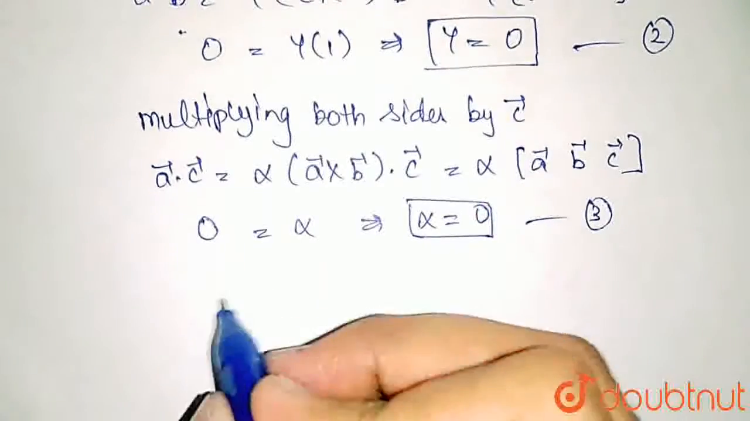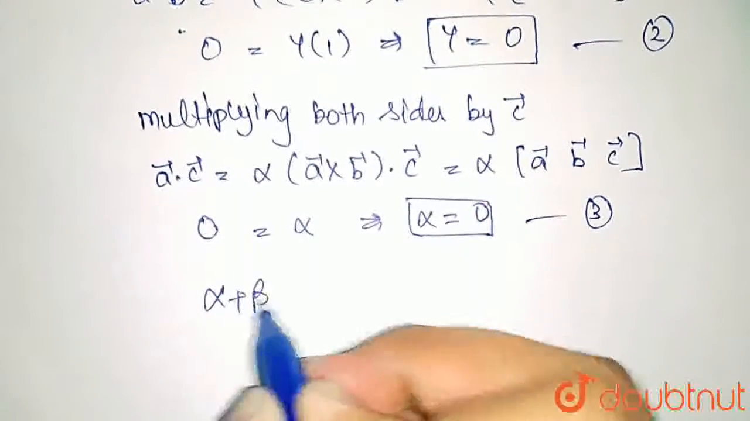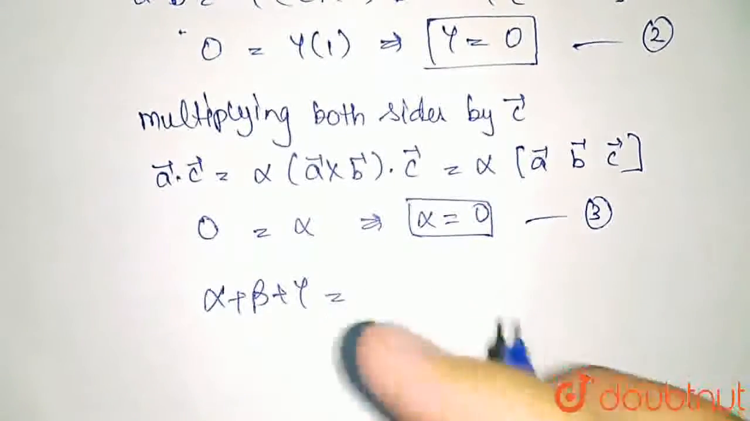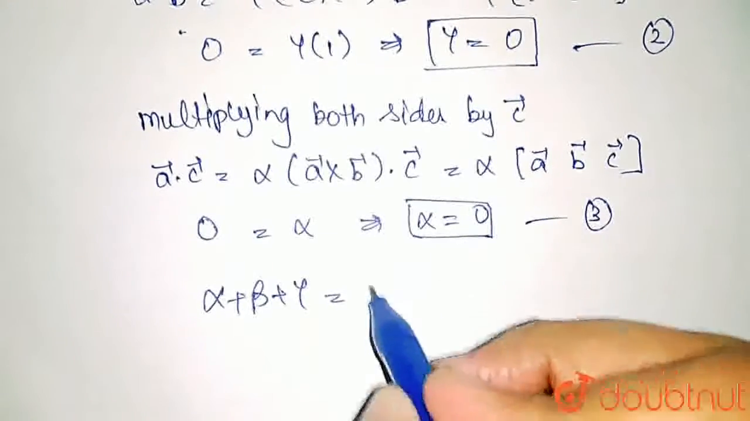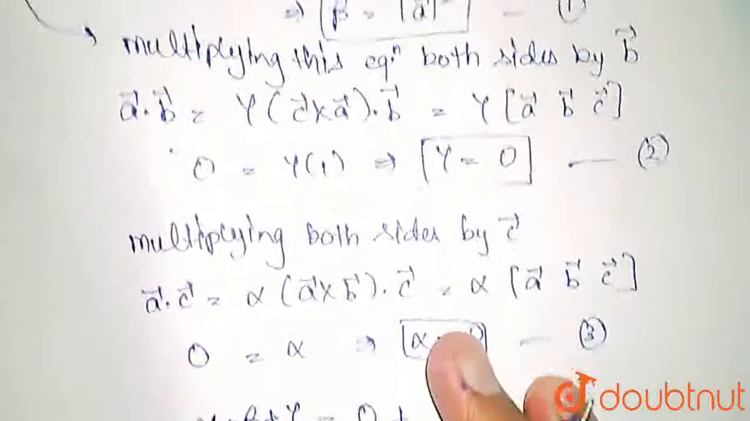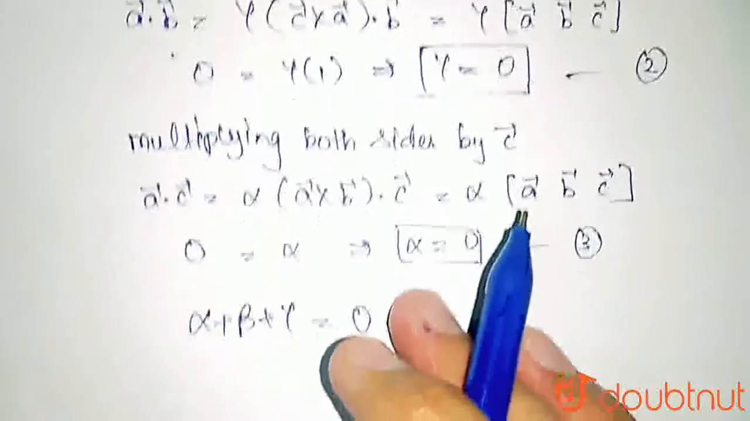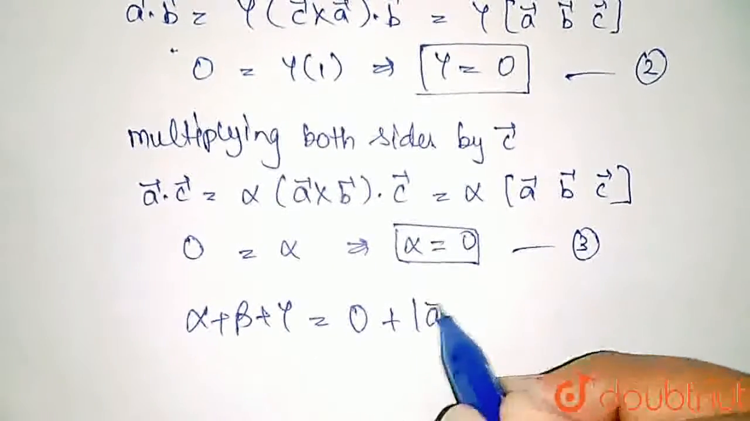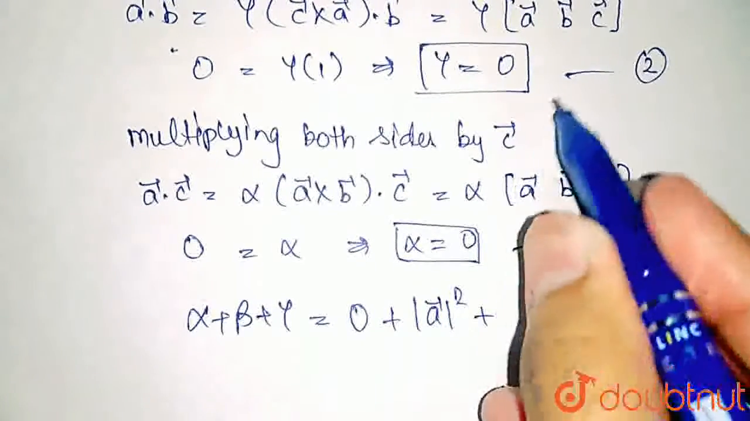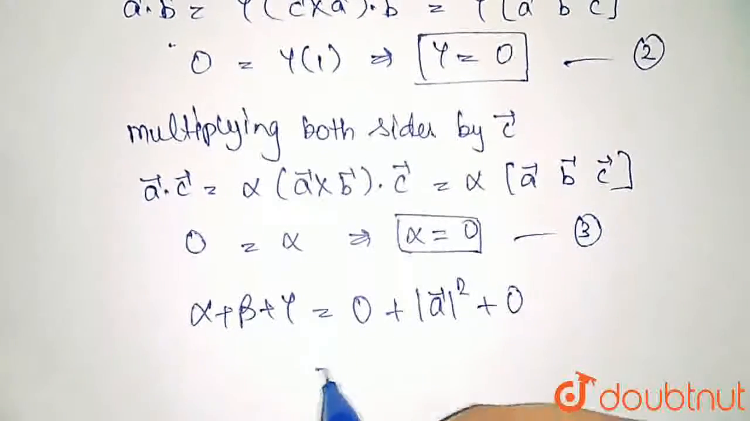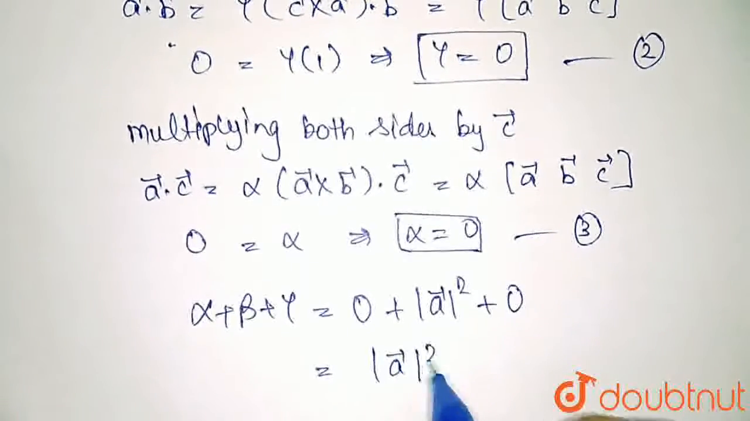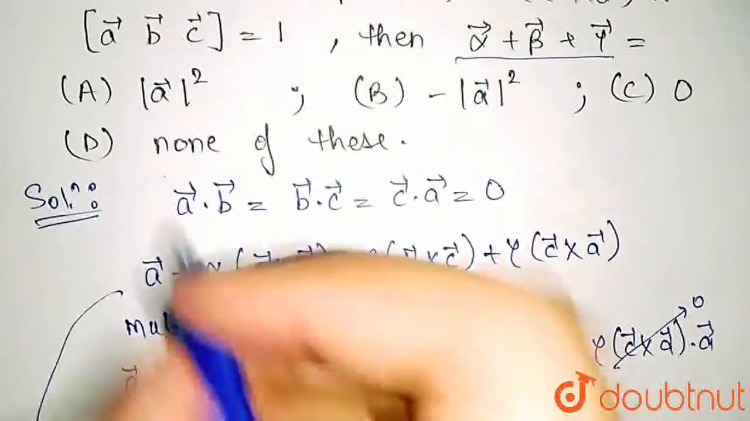Now we need to find alpha vector plus beta vector plus gamma vector. So from first, second and third, alpha plus beta plus gamma is equal to alpha's value 0, beta value we know, mod A square, and gamma is also 0. So the value of this expression is mod of A vectors square. So the correct option is option A.